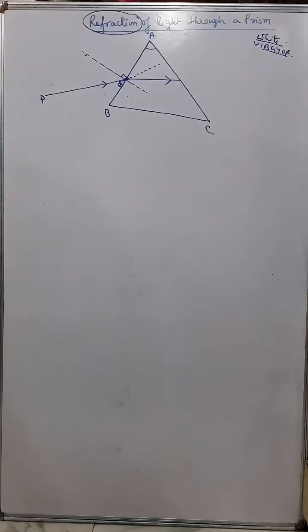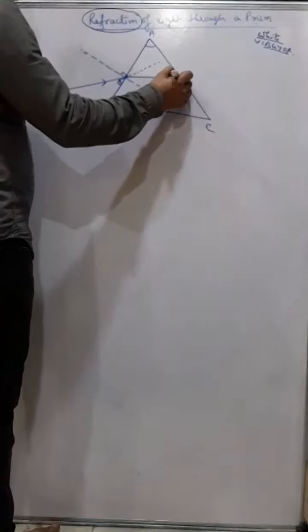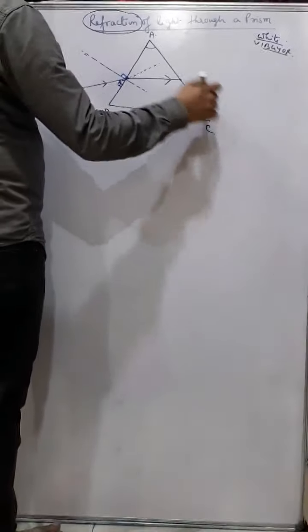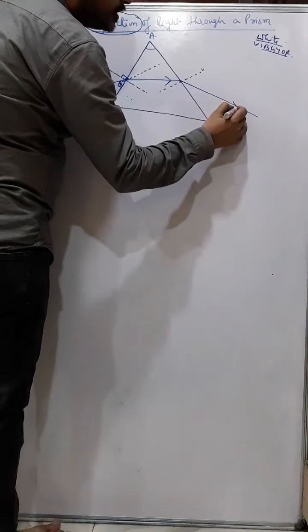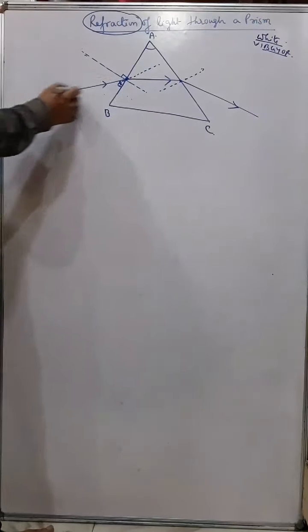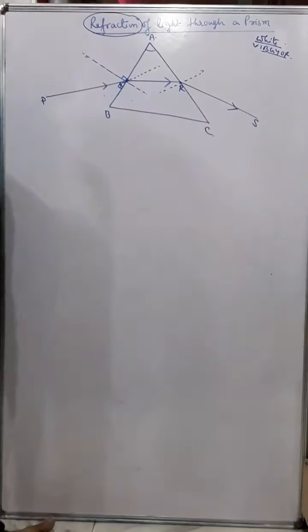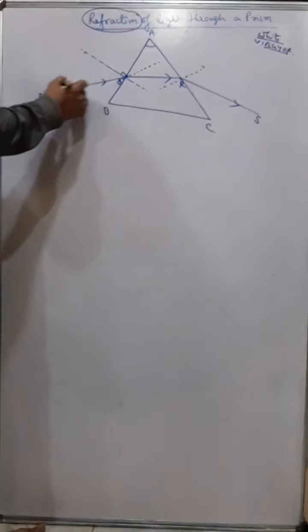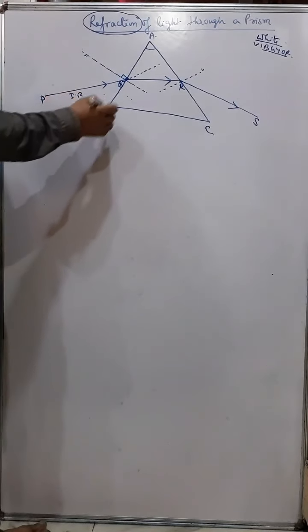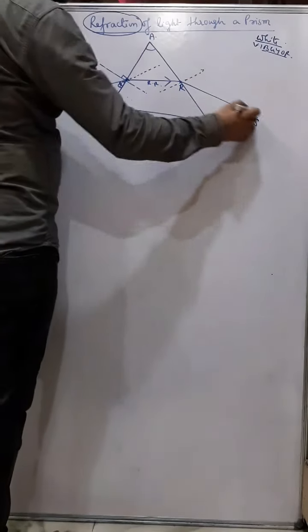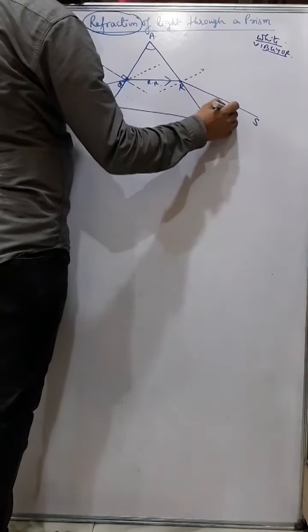It bends like this. And at this surface again, when it emerges out, it is actually traveling from a denser to rarer medium. So if I draw a normal here, then it will go away from the normal and hence it moves in this direction. So this is PQ, this QR and RS. The light is following this path, where PQ is the incident ray, QR is the refracted ray, and RS is the emergent ray.